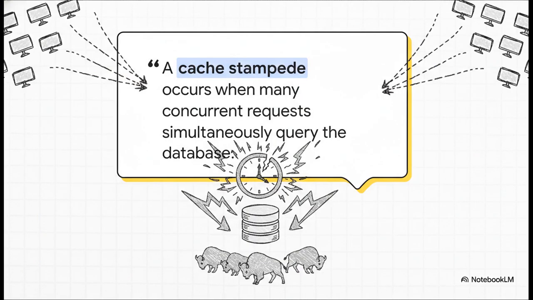Now, TTL is fantastic, but it can introduce a really interesting problem. Imagine you have a super popular piece of data, like the homepage of a news site, and thousands of people are requesting it every second. What happens when its TTL expires? Bam! All of those thousands of requests suddenly miss the cache at the exact same moment and slam your database all at once. That's what we call a cache stampede or a thundering herd.